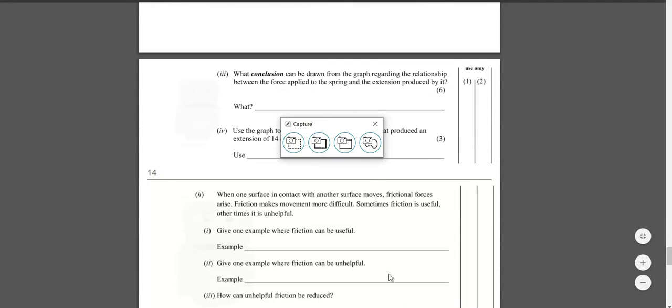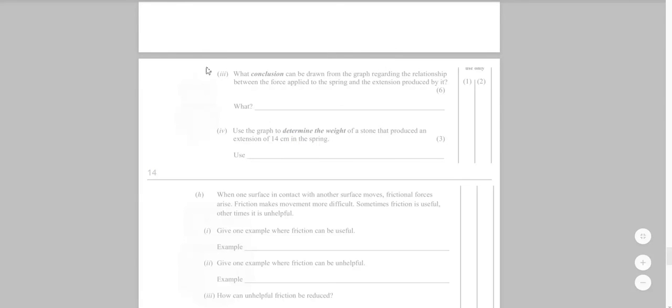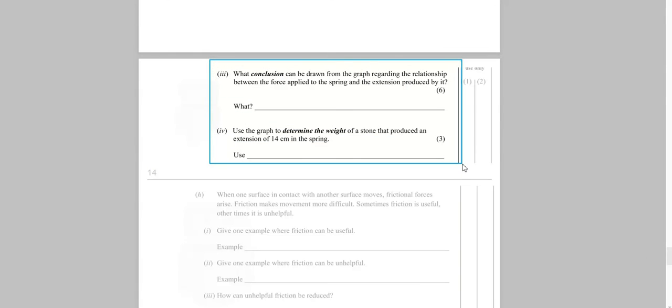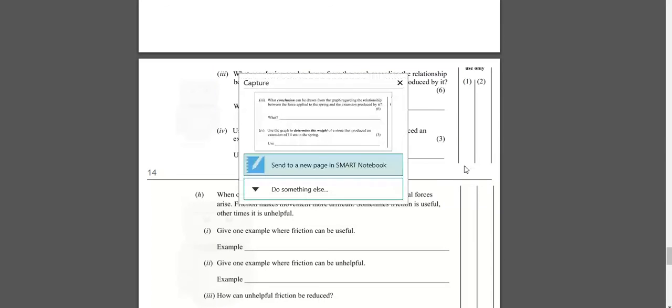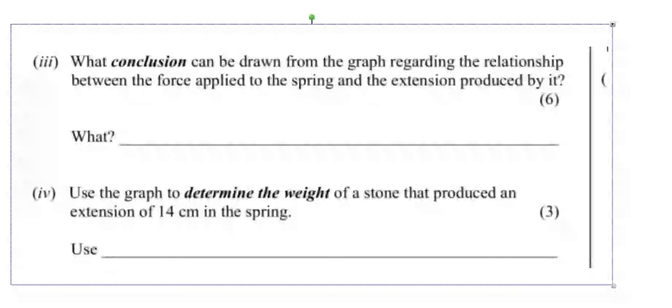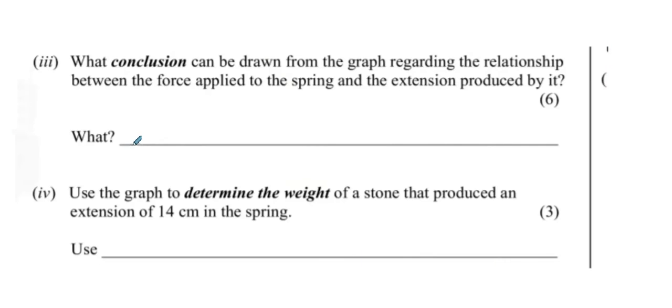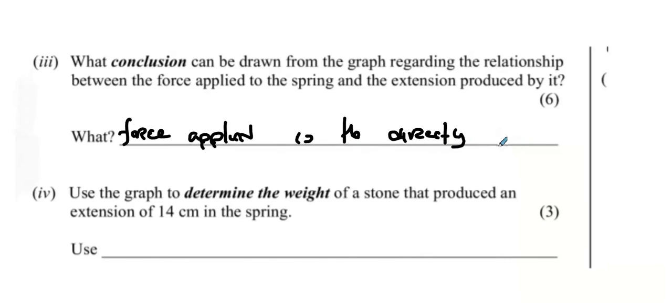Here we are. So, what conclusion can be drawn from the graph regarding the relationship between force applied and the extension of the spring produced? Okay, well, what we can say is that force applied is directly proportional to the extension of the spring.